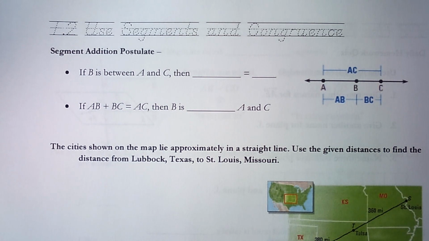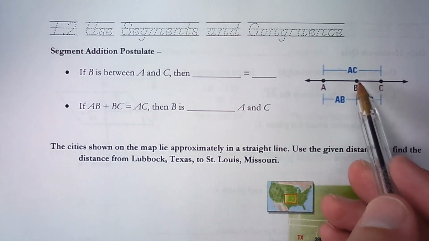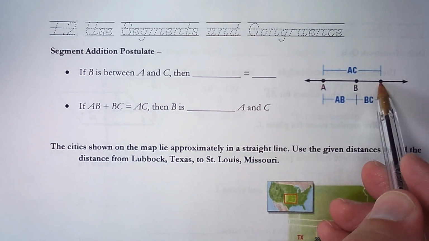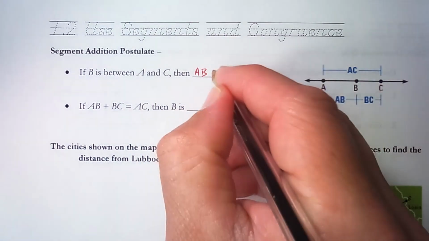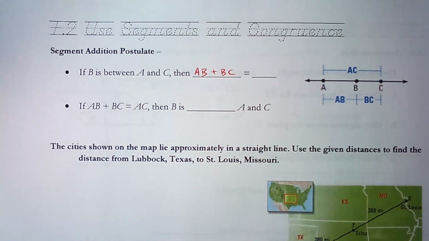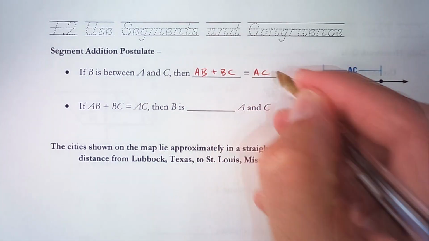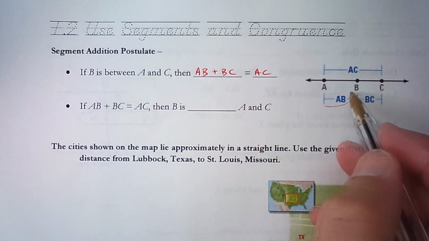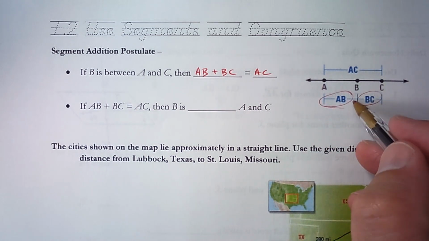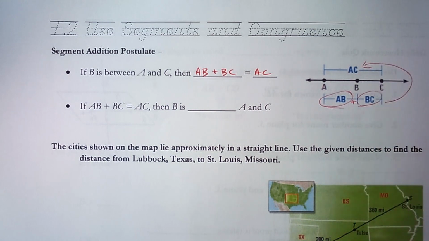We are on to the second part of our lesson now. We'll talk about the segment addition postulate. The segment addition postulate says that if B is between A and C, so point B here is between points A and C, then the length of segment AB plus the length of segment BC is equal to the length of segment AC. So I can add this segment plus this segment, and the sum of these equals this segment.